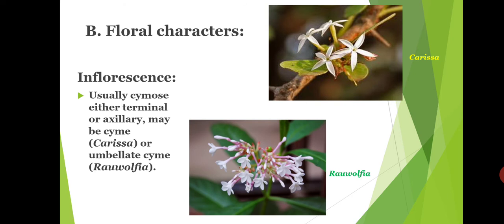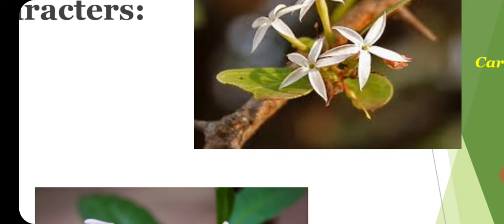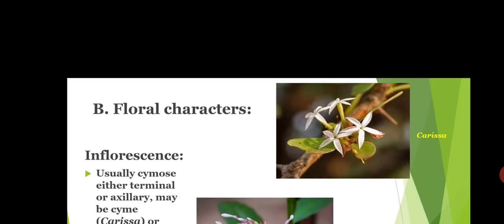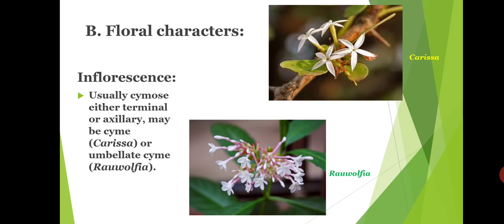And next we will study about its floral characteristics. First we will discuss the inflorescence type. Usually cymose, either terminal or axillary, may be cymes or umbrella cymes. Example, Rauvolfia. Here the Carissa is an example of this cymose inflorescence, and it resembles that of the jasmine. See, this is an example of inflorescence type, that is Carissa.